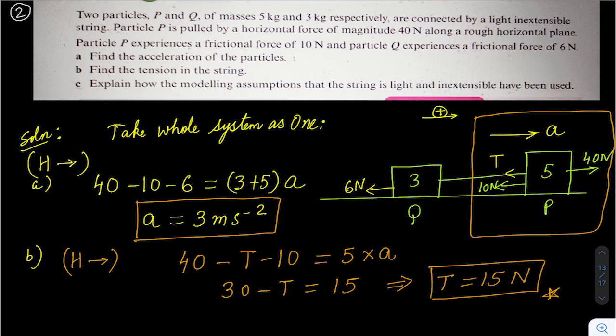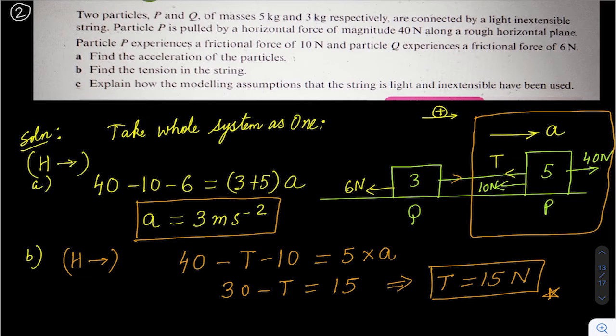Okay, third part: explain how the modeling assumptions that the string is light and inextensible have been used. Basically, when the string is light, we can assume that the tension will be the same throughout. So at any point, if you want to find the tension, it will be the same.